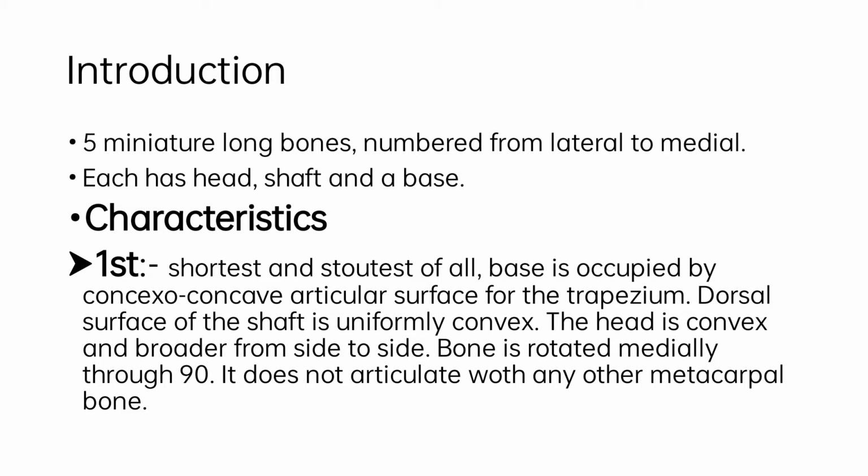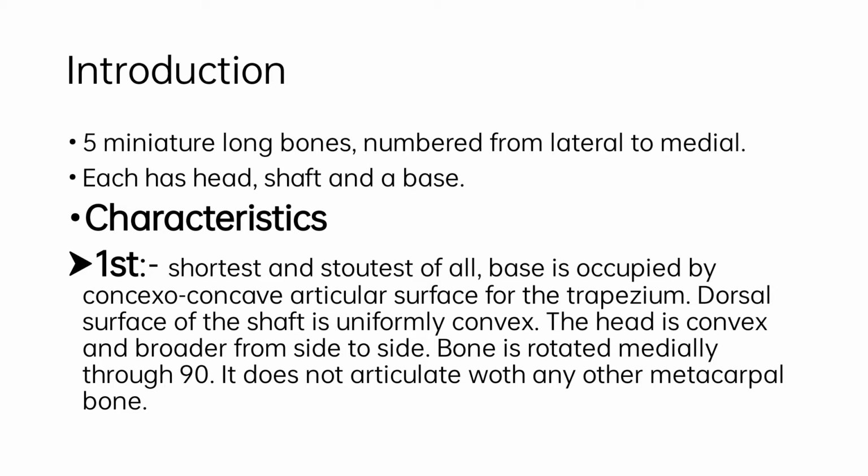Now, the metacarpal bones are distinguished from the metatarsal bones. The metacarpal's head and shaft are prismoid, whereas in metatarsals, which are in the foot, the head and shaft are flattened from side to side. Now, in metacarpals, the shaft is of uniform thickness. In metatarsals, the shaft is tapered distally.